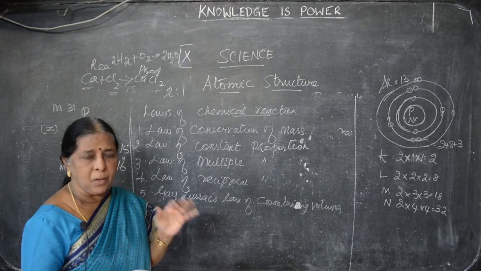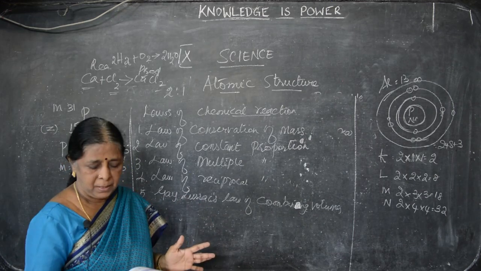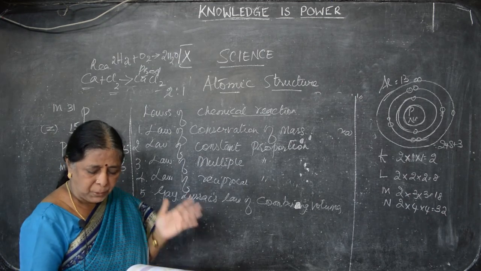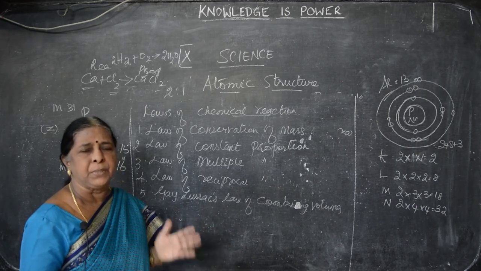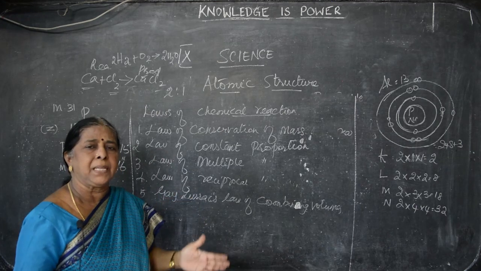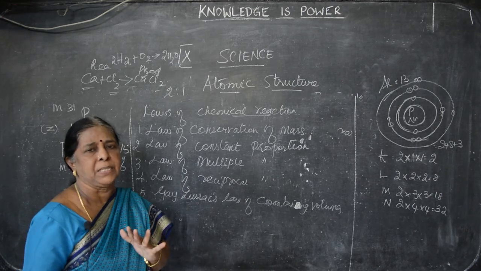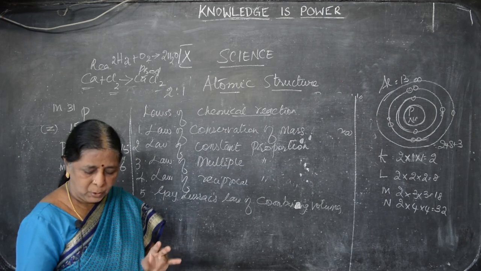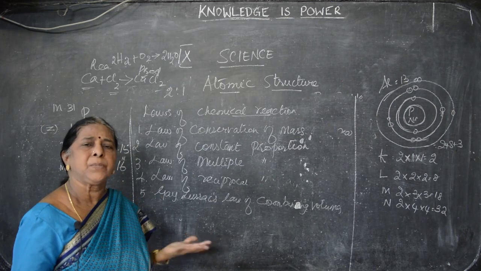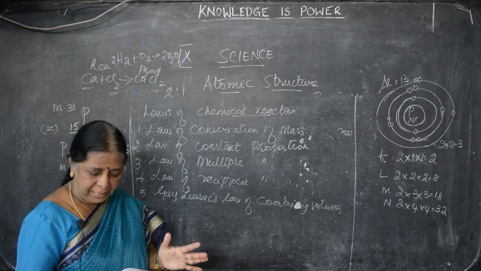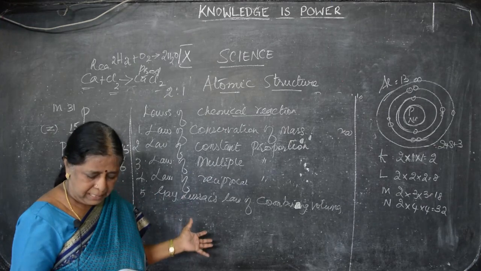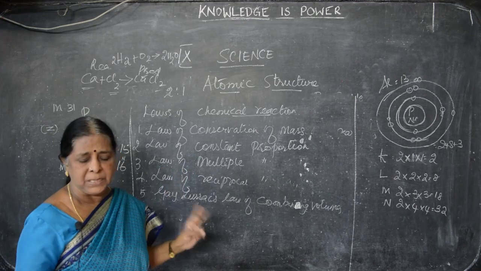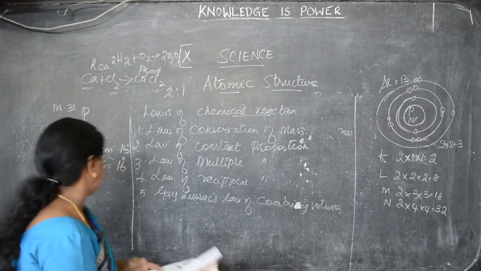So what is the law of multiple proportion? Who proposed it? John Dalton. When 2 elements A and B combine together, put a break here and there with some intonation, then only you can follow what it is. When 2 elements A and B combine together to form more than one compound, the different masses of A which separately combine with a fixed mass of B are in a simple ratio. That is, we are taking 2 elements. Here one example is given for us.